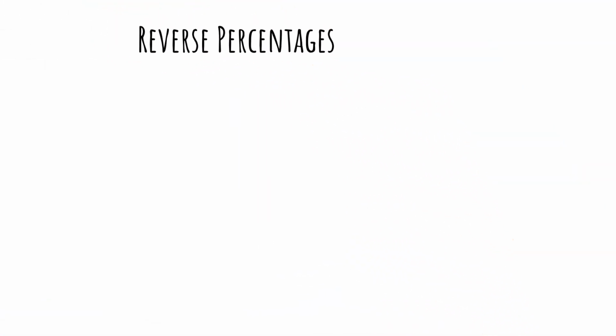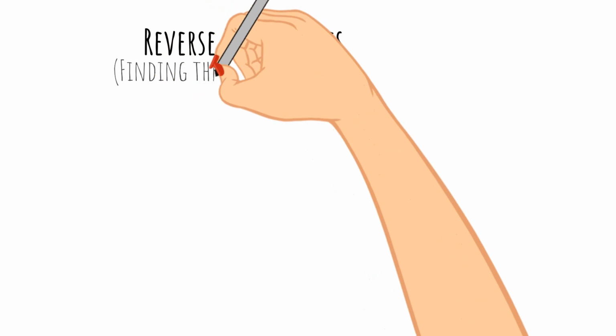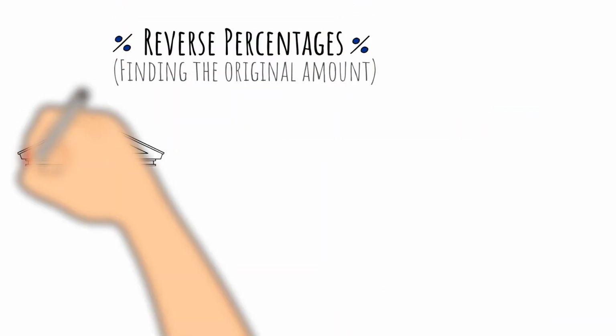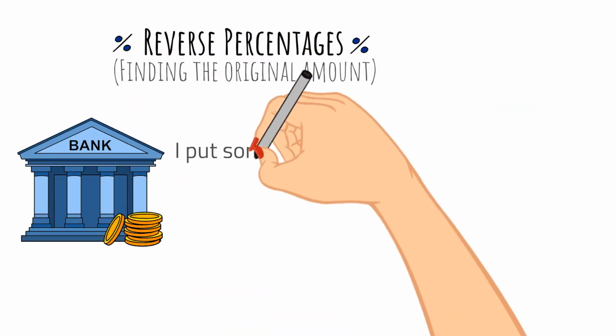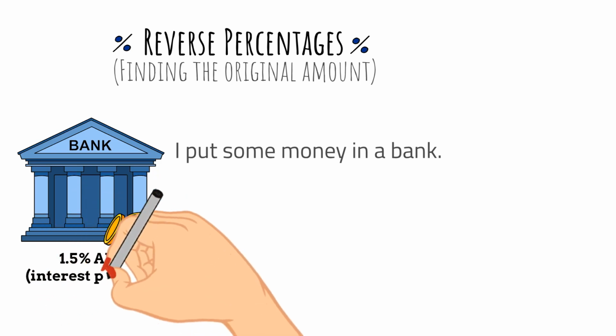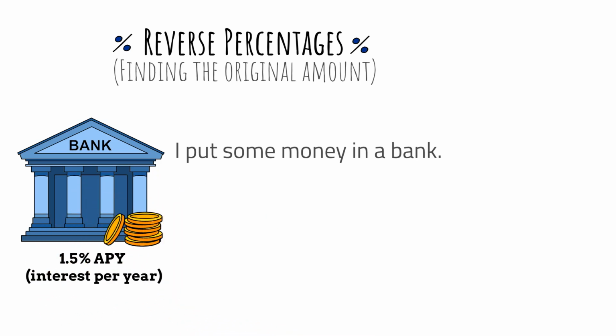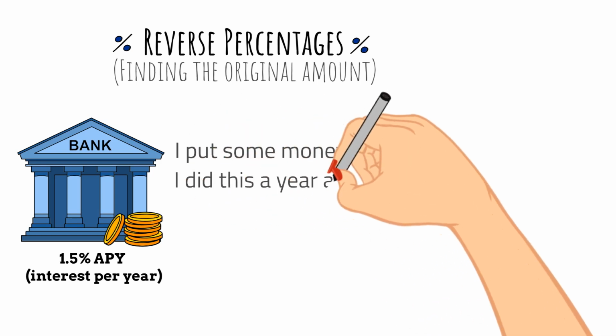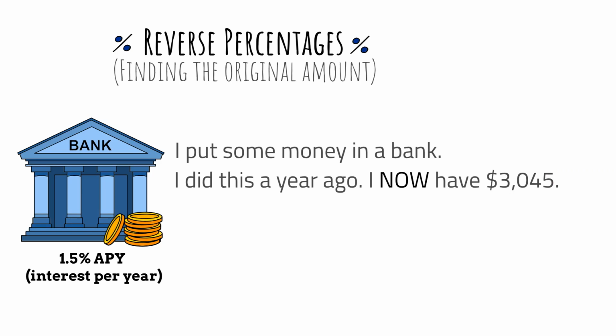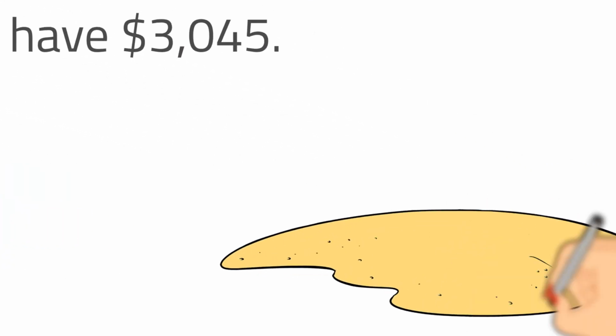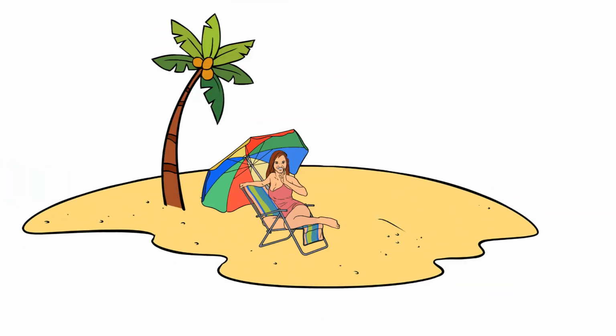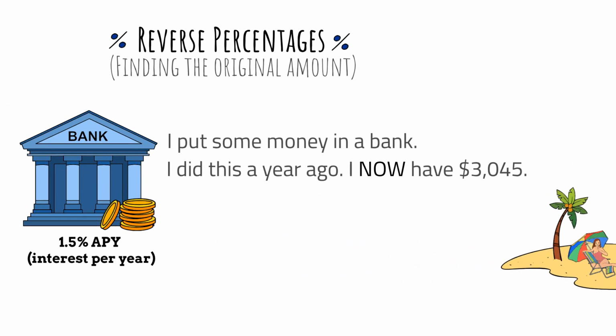Let's now look at reverse percentages, which means finding the original amount. Let's say I put my money in a bank because it offers a 1.5% APY, which means interest per year. This isn't very good, by the way, but better than what most banks offer. I did this a year ago and I now have $3,045. The problem is my accountant is on holiday in the Bahamas for the second time this year and I'm really useless with money, so I don't remember how much I originally deposited.